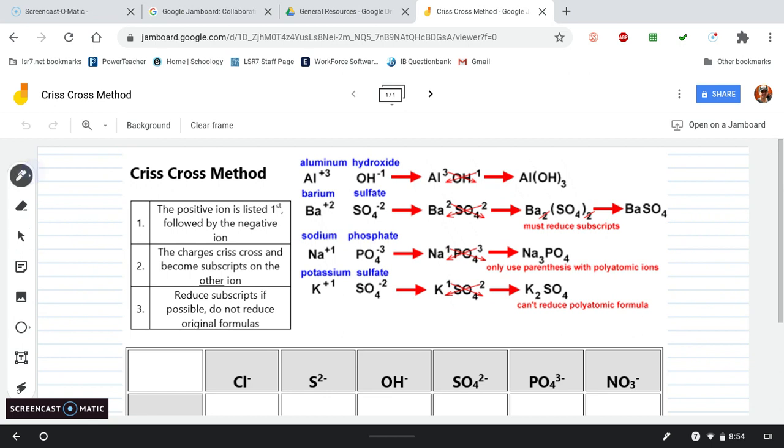What's going to happen here is chemicals have charges. Aluminum's a +3 and hydroxide's a -1. And those charges are going to crisscross. So if you look over here, you'll see that aluminum has a 3 and hydroxide has a 1, and they crisscross, which means they move to the other side. When you look at the final answer, the aluminum gave away a 3, it's right here, and the hydroxide gave away a 1.